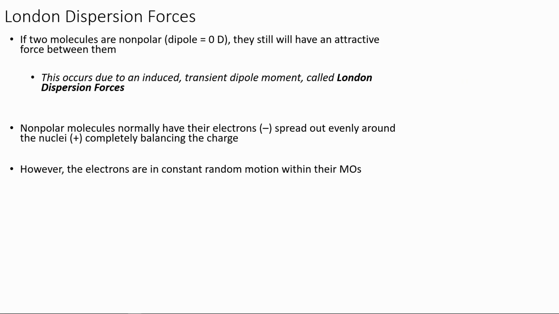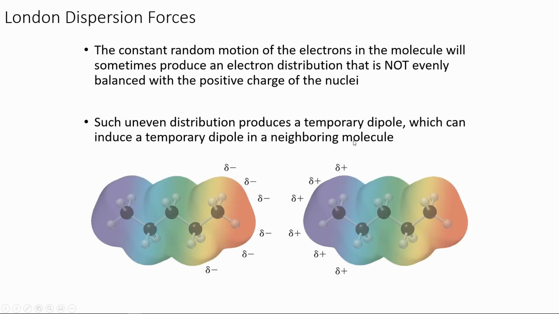So some molecules might not have a dipole moment, and they also might not have hydrogen bonding, but there's still going to be some attractive forces between them that act as stabilizing forces, and these are called London dispersion forces. So nonpolar molecules will generally have their electrons spread out evenly around the nuclei to balance out the charge, but these electrons are in random motion.